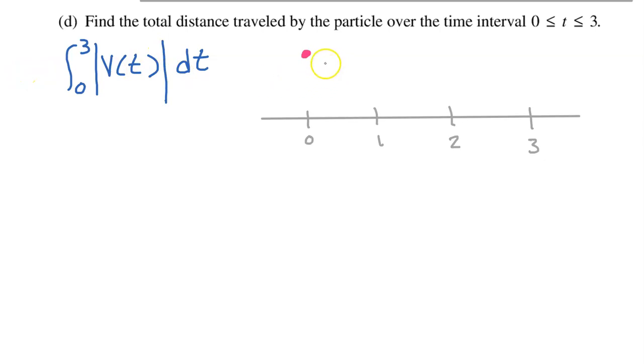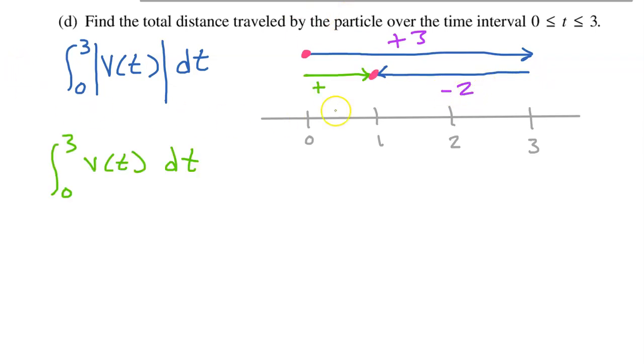For example, imagine a particle at 0. It travels 3 units to the right. Because it is to the right, that is a positive 3 units. But then it travels 2 units to the left. Because it is to the left, that is -2 units. That is a net distance or displacement of positive 1 units. That's what we are calculating when we take the integral of velocity without the absolute value. We're finding the net distance.